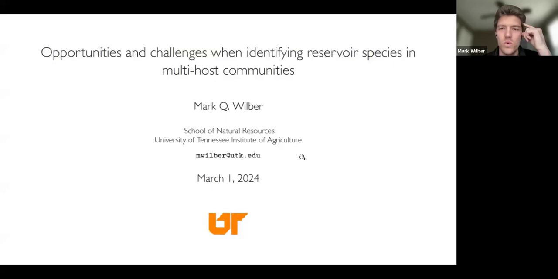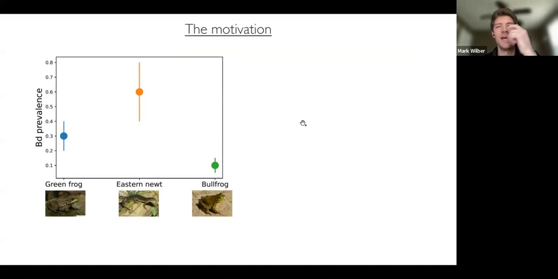when identifying reservoir species in multi-host communities. So I'll just start off with a little bit of motivation. One of the major research focuses of my lab is amphibian disease dynamics. And so we spend a lot of time thinking about a fungal pathogen known as BD.